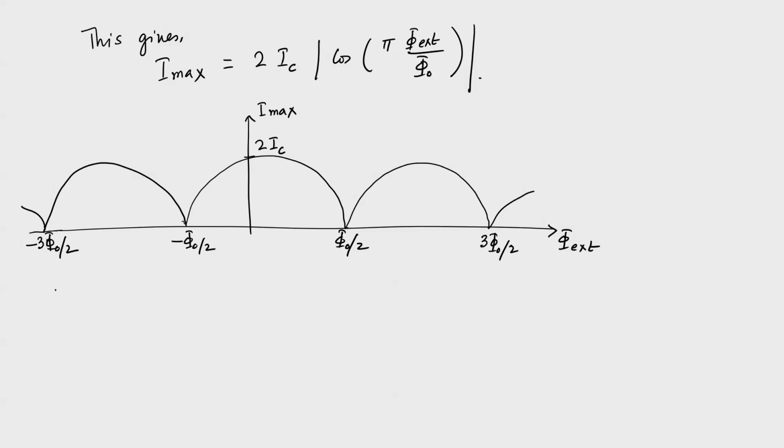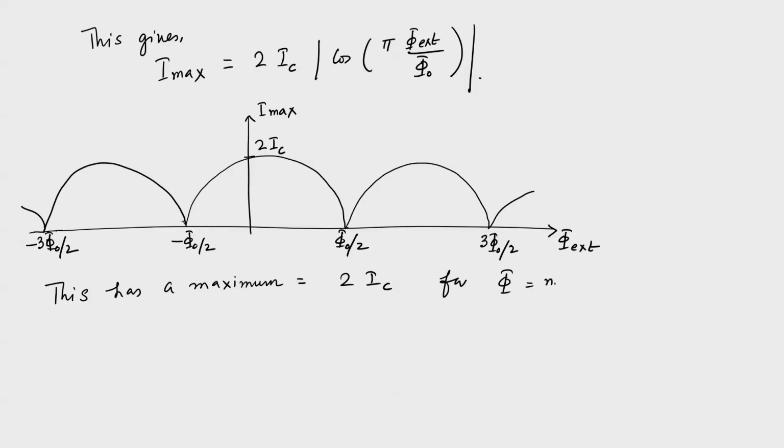So, this has a maximum equal to 2 I c, which is shown on the plot on the y axis. So, the maximum current is plotted as a function of the external flux that is threading the SQUID loop. And so, for phi equal to some n phi 0, n of course an integer.